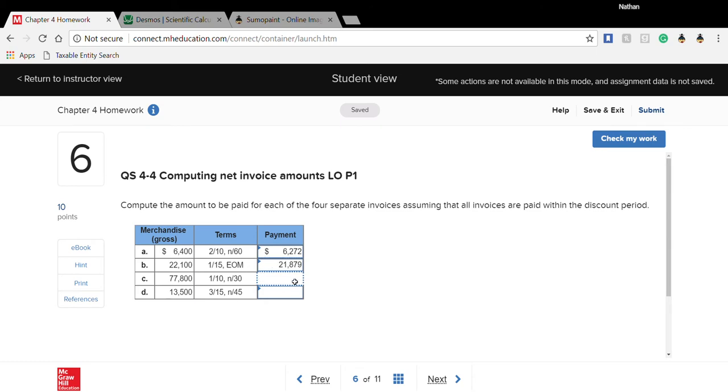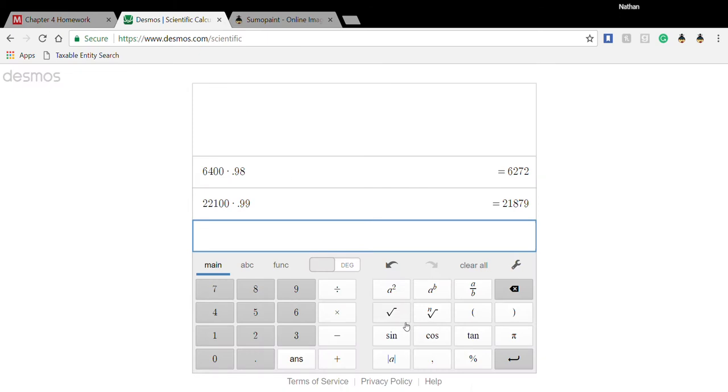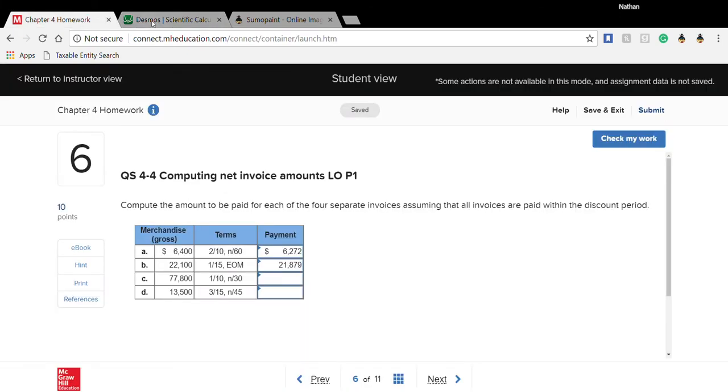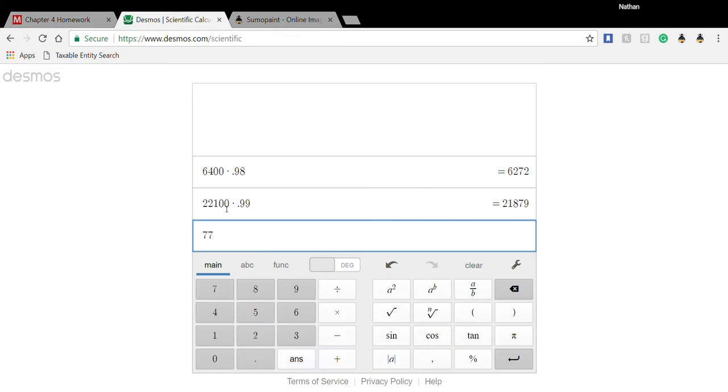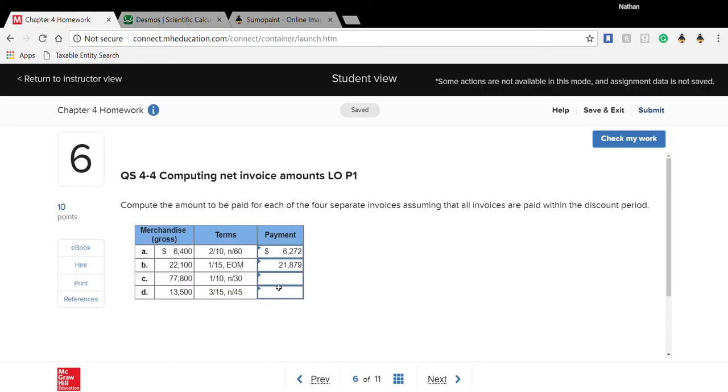And then the same thing we go on for the next ones. 77, what is it? 800? Yeah, 77,800. Again, times by 0.99. 77,022. And then the last one, this one's 3%. So of course, 100% minus 3% means there's a 97% that we'll times it by.